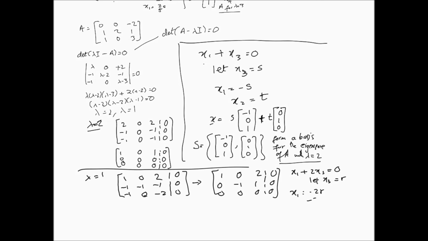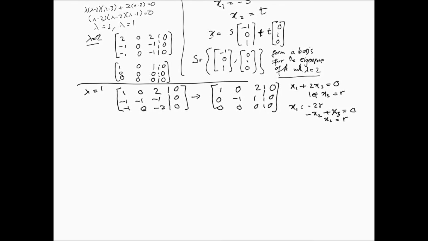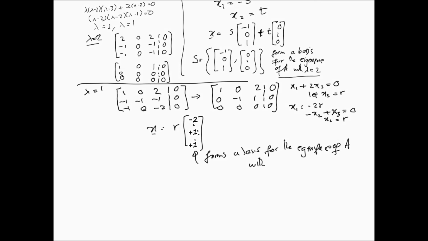And from the second equation we see that minus x2 plus x3 equals 0. x3 is r, so x2 is also r. It's equal to x3. Basically we end up with this vector. This vector here forms a basis for the eigenspace of A with lambda equals 1. So that completes this example, and in fact completes the material that we wish to cover.